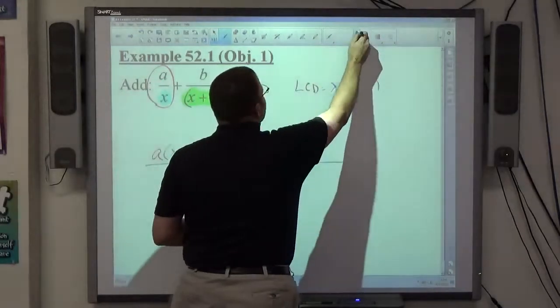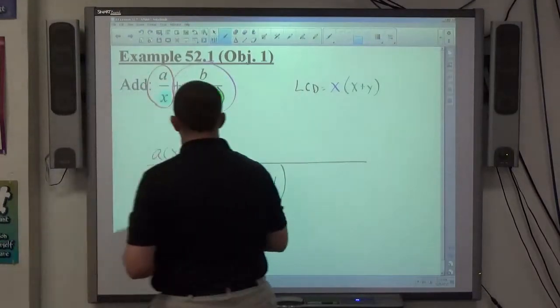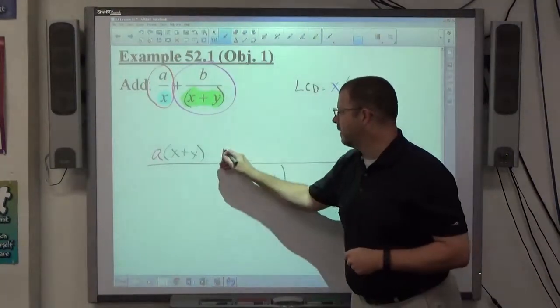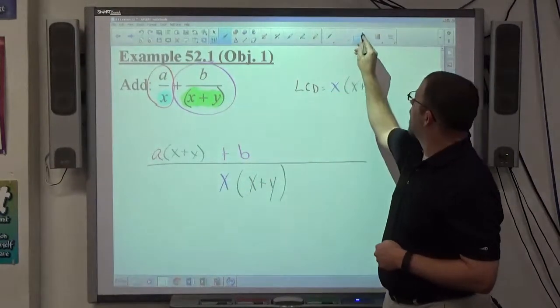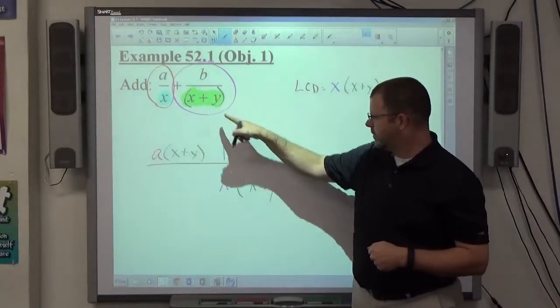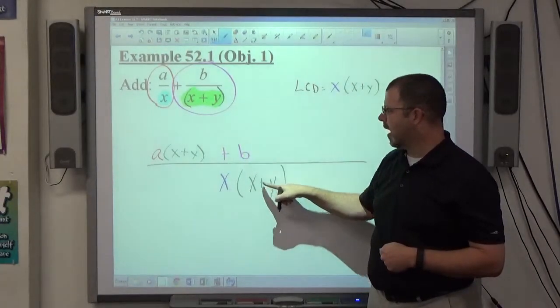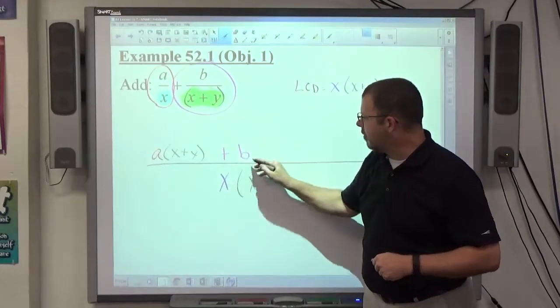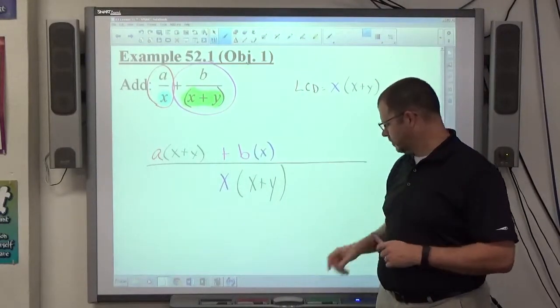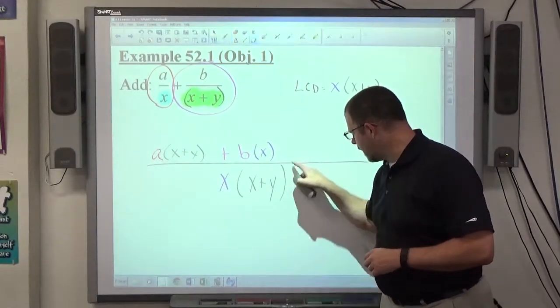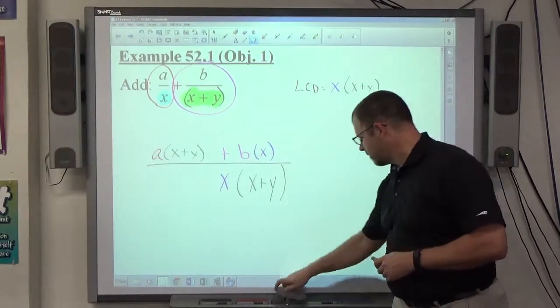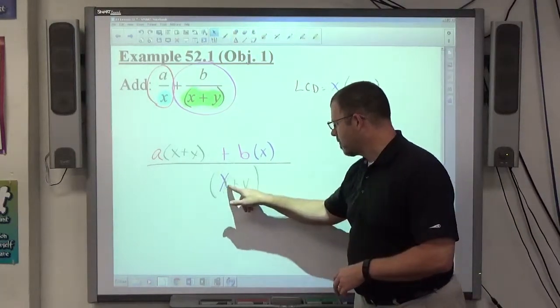Looking at the second fraction, I'm going to circle in purple. The current numerator is plus b. The current denominator is x plus y. What's new? X is new. So x is new on the bottom, so I need to put an x on top. I made this bar way too long, didn't I?